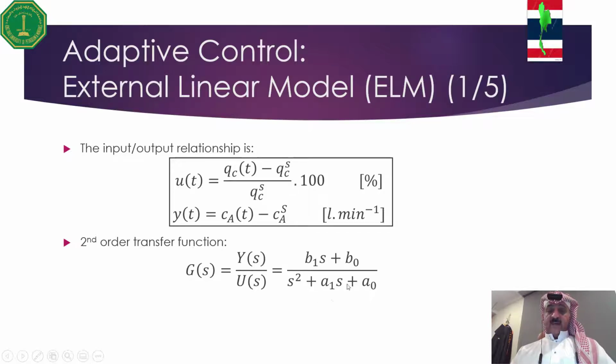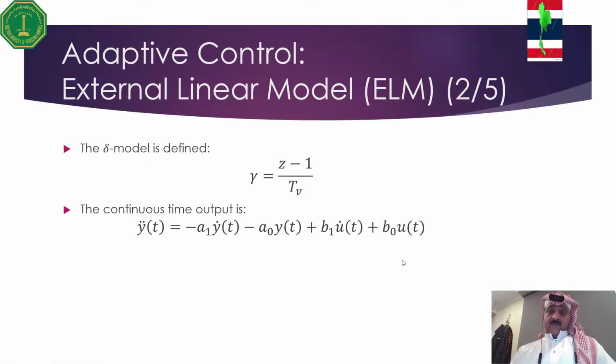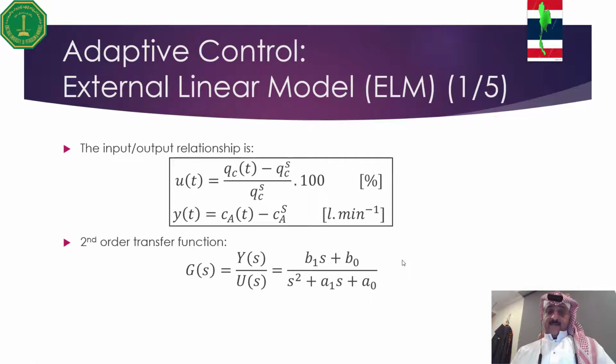So the output will be second order and the input is first order. Notice that the denominator has more order than the numerator, so it's rational. So this transfer function is continuous. We are in the digital world. We have to discretize it.